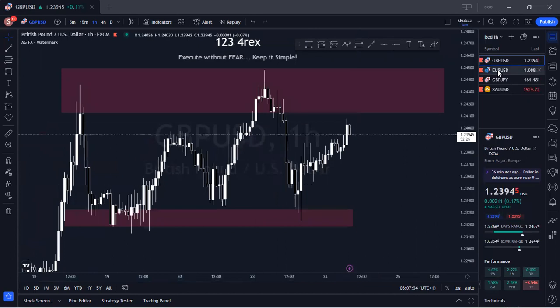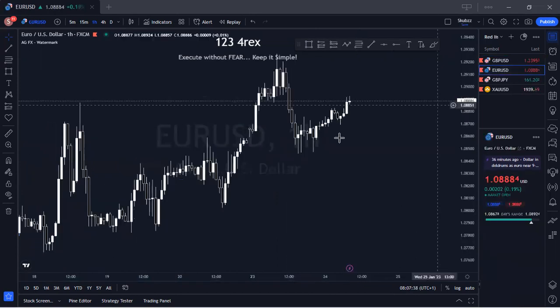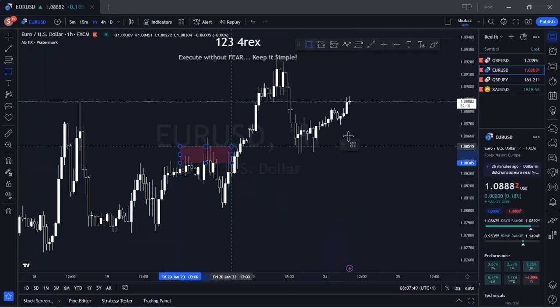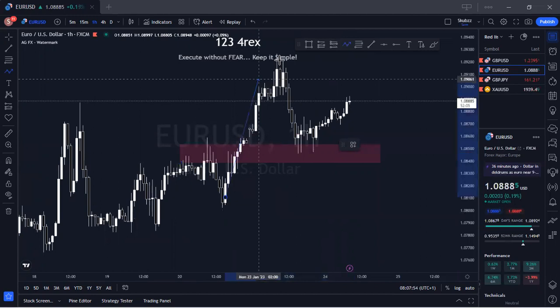Now, Euro USD, let's look at what Euro USD is doing. So Euro USD, I think we analyzed this one too in class yesterday. Price basically broke above this level here. Yeah, and then price came back to retest it, and then now we're basically going up.